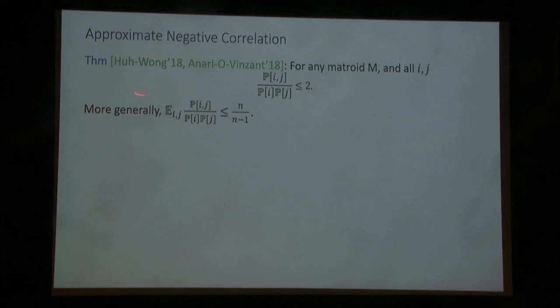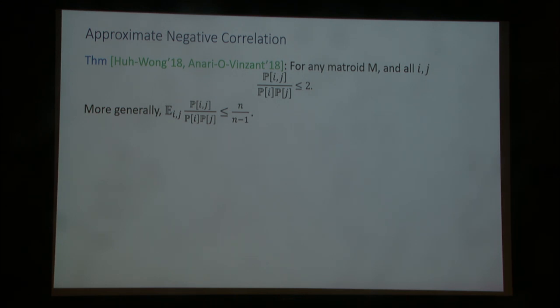So here is a theorem of Ha and Wang: for any matroid you get approximate pairwise negative correlation, meaning that the probability of ij over probability of i times probability of j is at most 2, as opposed to 1. In fact, another observation we made later on is that if you look at average negative correlation, so you choose i and j uniformly at random and look at the correlation of ij versus pi pj, this is very close to 1. It's like n over n minus 1. So even though you're not negatively correlated, you're not really very far from it.